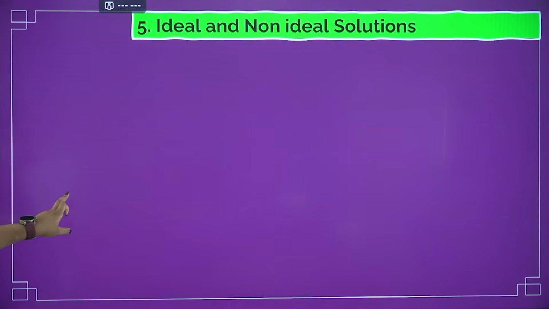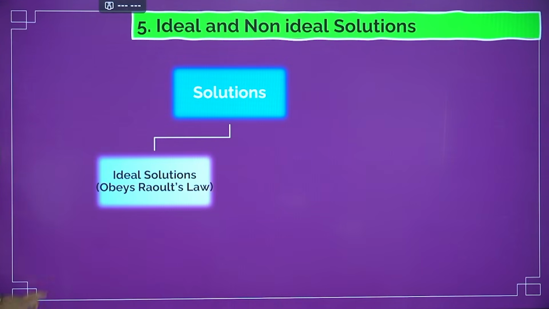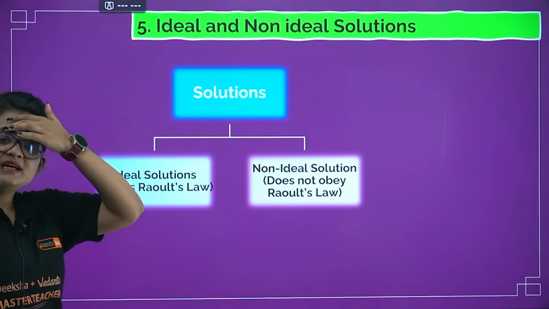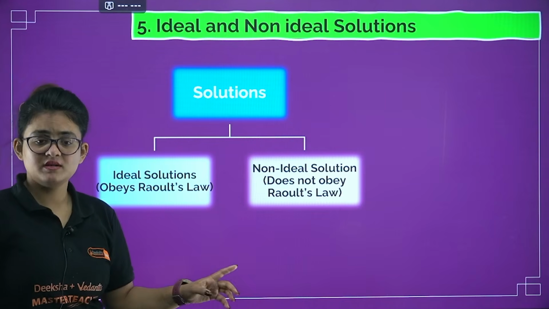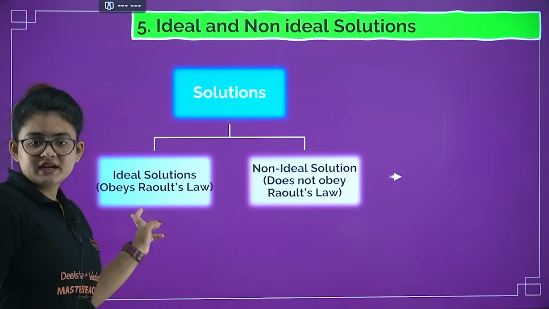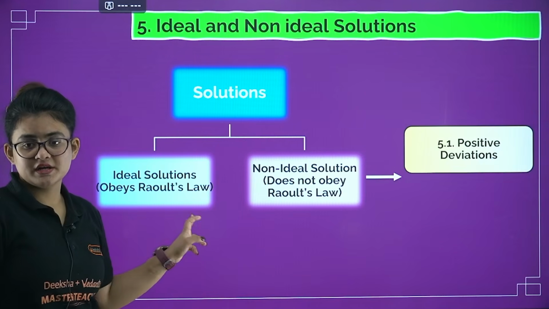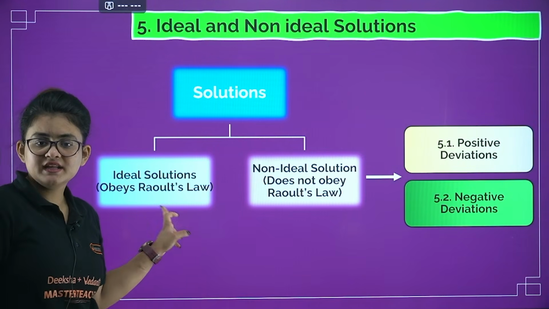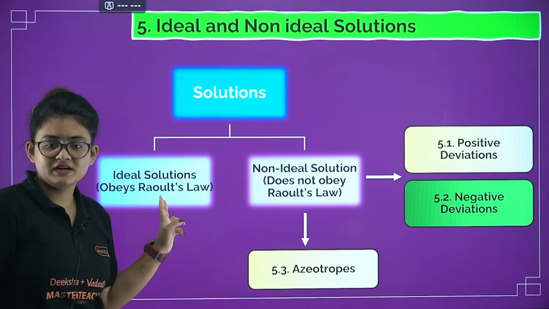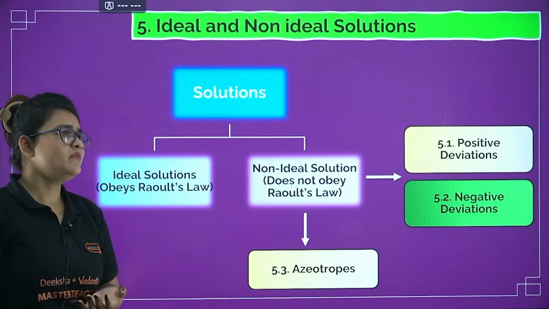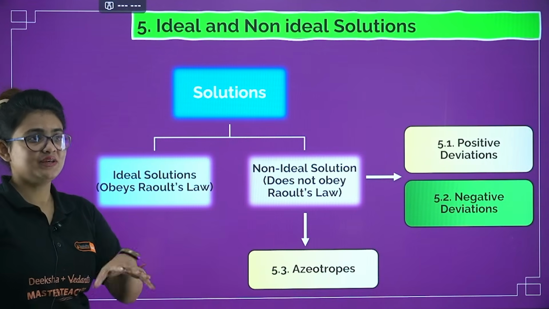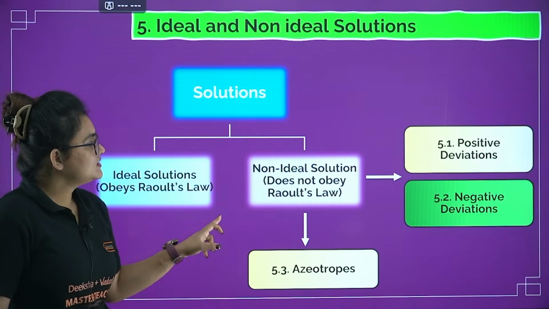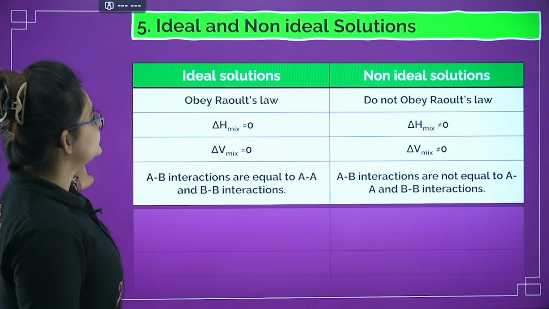Let's proceed. Here we will come up with ideal and non-ideal solutions. Ideal means it obeys Raoult's law, and non-ideal means it doesn't obey Raoult's law. In non-ideal there can be two types: one is positive deviation from Raoult's law, the next is negative deviation from Raoult's law. Again, in the non-ideal cases we can find something important, better to tell, azeotropes.